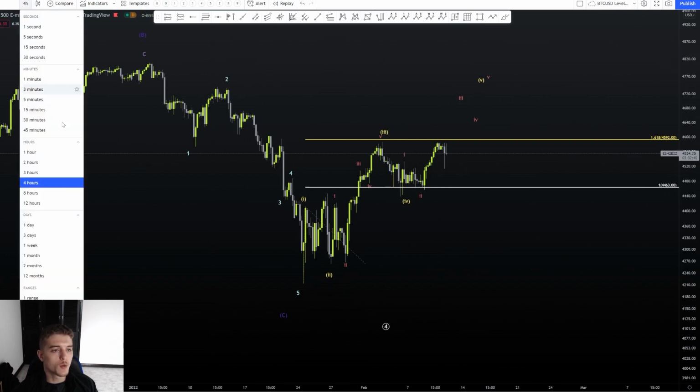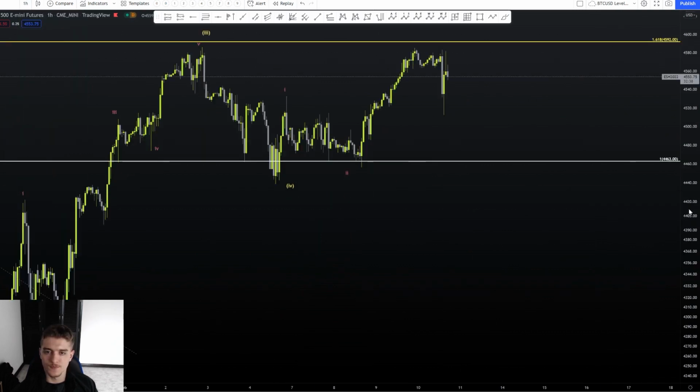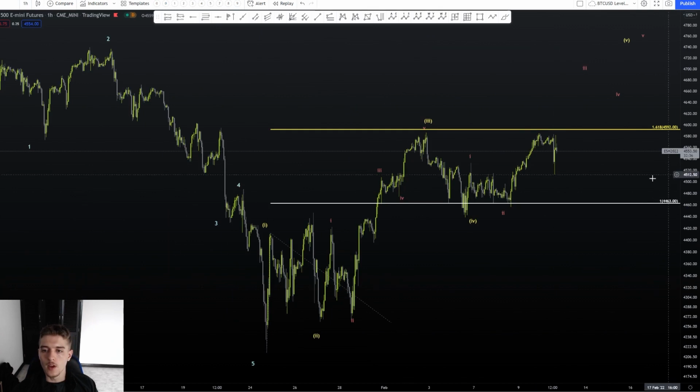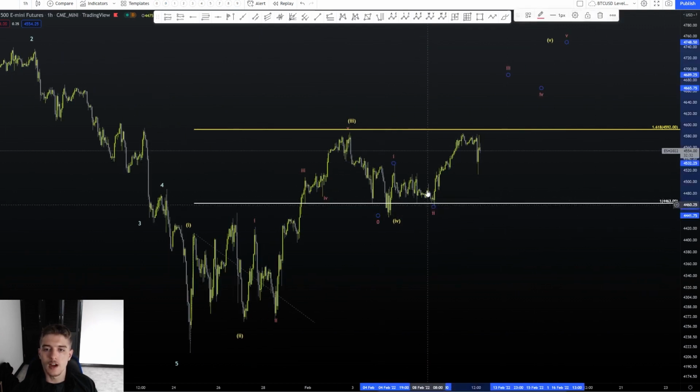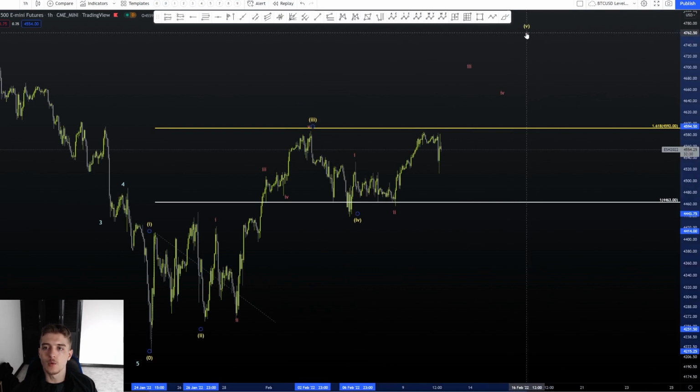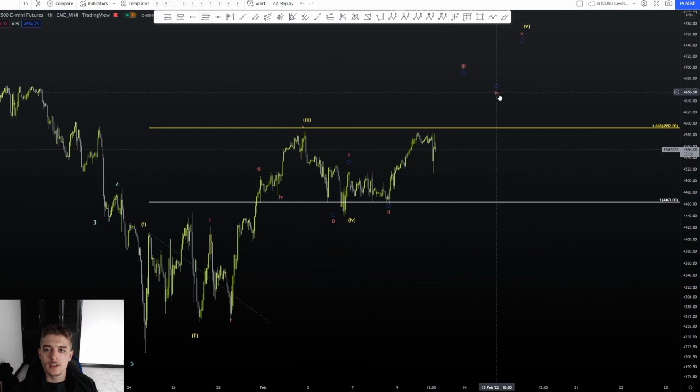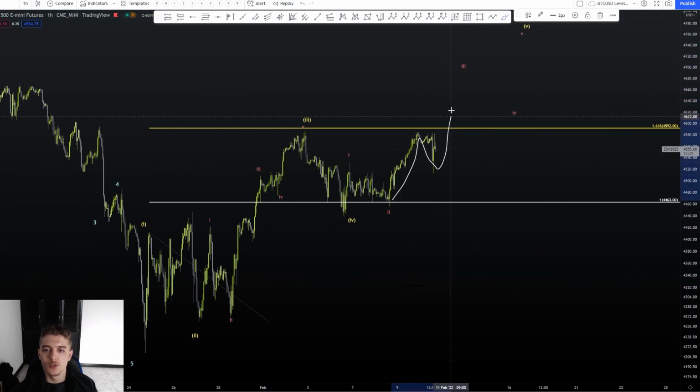Now if we zoom in a little bit more to the 1 hour chart, the way I'm probably going to count this is saying this is a wave 1, 2 here for this sub-Elliott wave 5, or rather this mini-Elliott wave 5. And then this might be an extended wave 3 for a 1, 2, 3, 4, 5. Something along the lines of that.